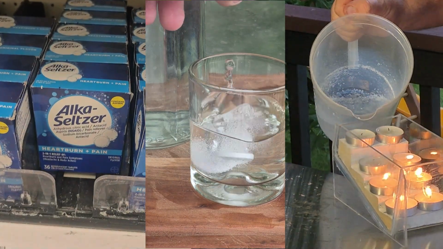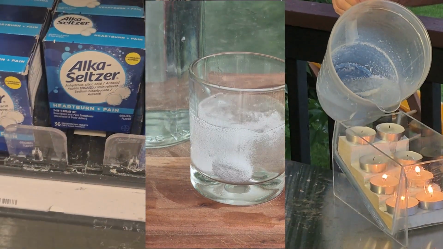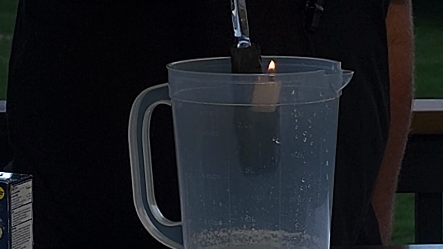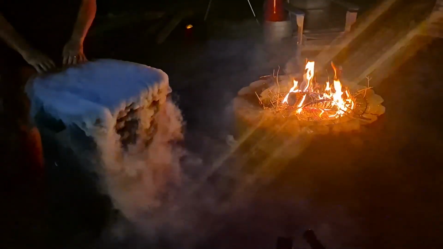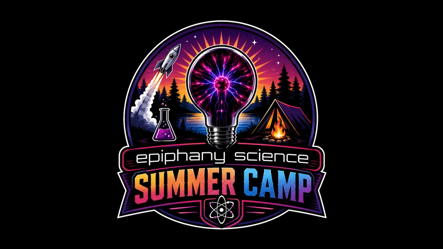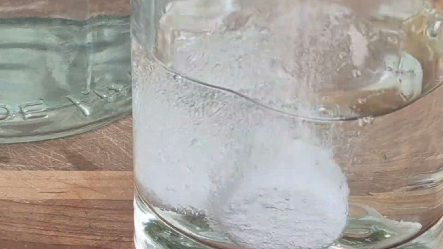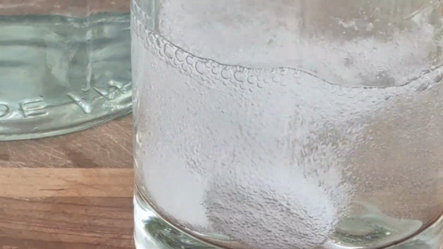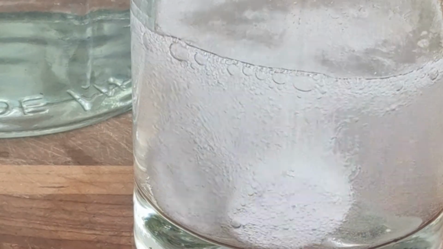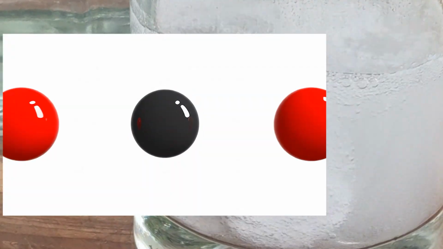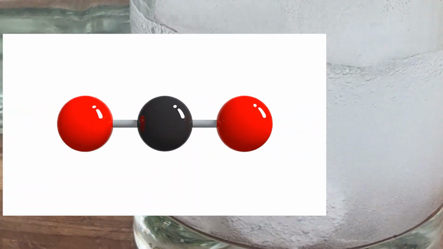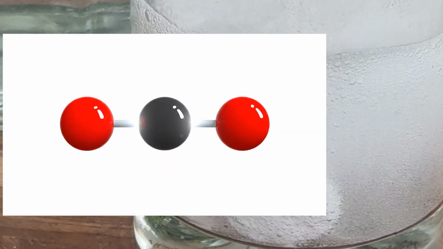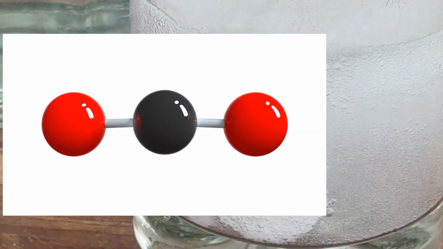Today, I have gas, a colorless, odorless gas that can smother a candle flame. But let's see if we can put out my campfire. I'm using more of the Alka-Seltzer tablets. Remember, when they react with water, they produce carbon dioxide. We call it CO2 for short because the molecule is made up of one carbon atom and two oxygen atoms.